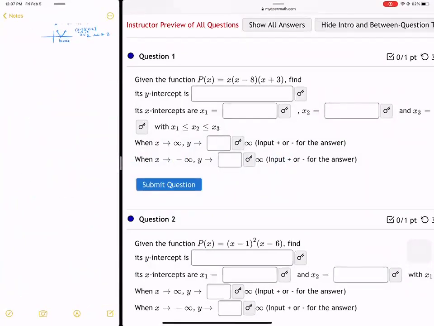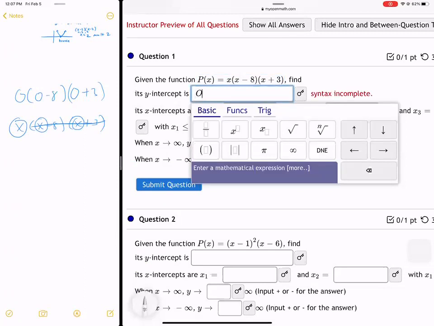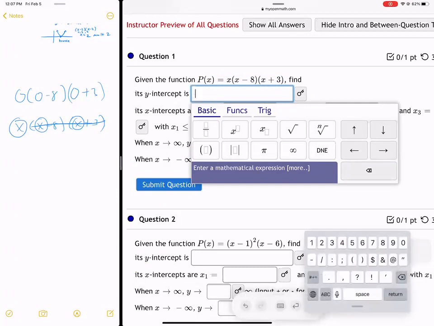Looking at the right, given the function, they already factored it out for us: x minus 8 and x plus 3. What is the y-intercept? This is one of the easiest questions, because remember, we find the y-intercept by plugging in 0. If I say 0 minus 8, 0 plus 3, don't even do any of this work. If you see x minus 8 and x plus 3, please know if I plug in 0, what's 0 times any other number? That's straight 0. That's a freebie. It's going to be 0. First one's free.